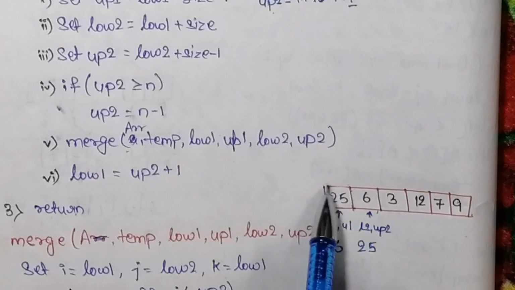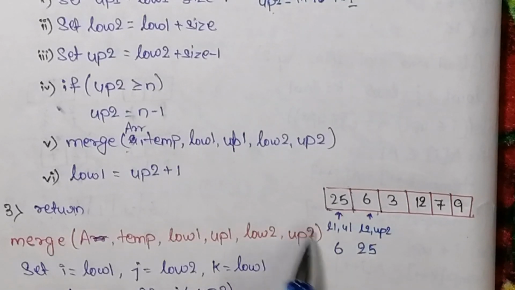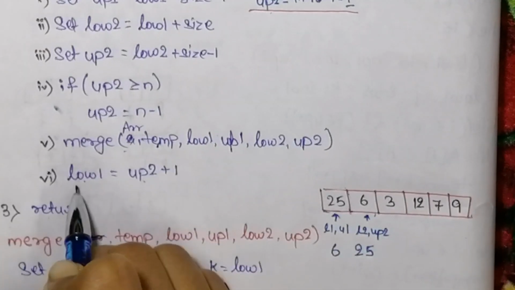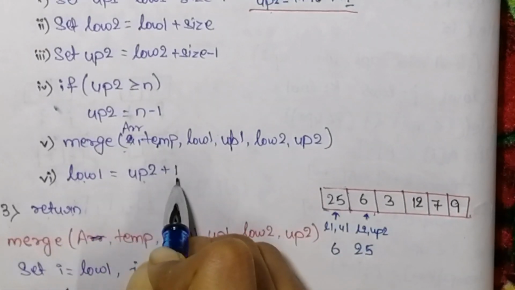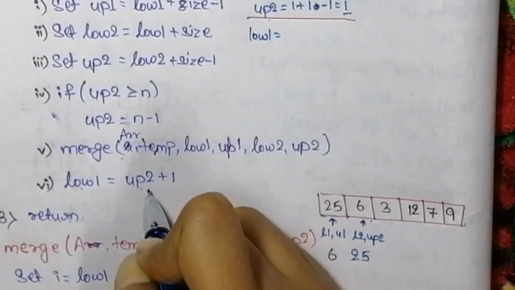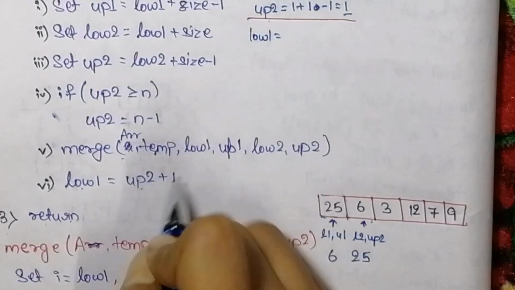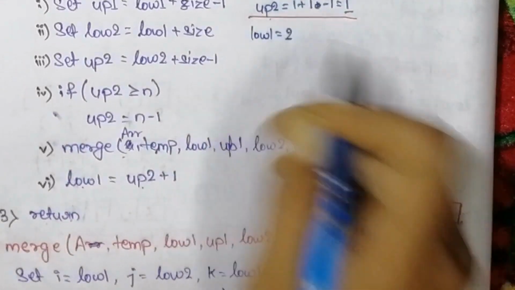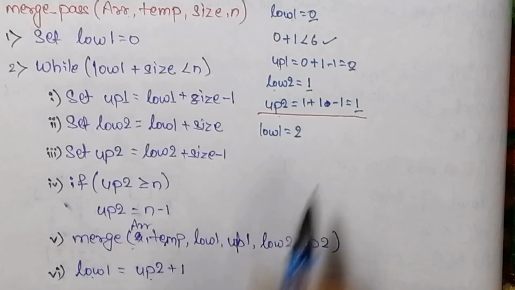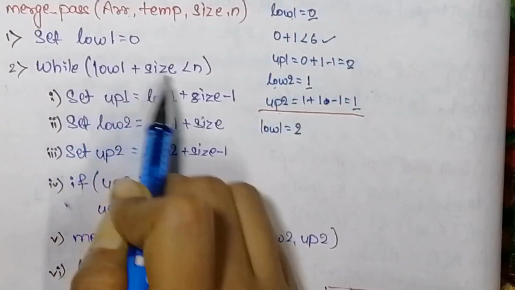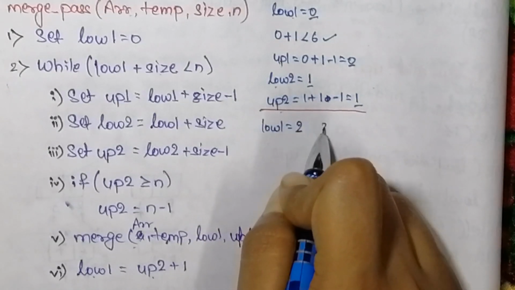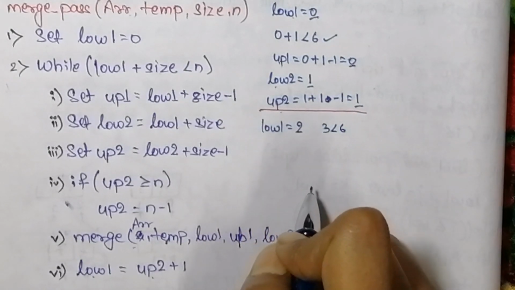Now after sorting these two elements, the control of the function will go to the position from where it was called. Then we will set low1 equals to up2 plus 1. The value of up2 was 1, so 1 plus 1 equals 2. Now we will again execute this loop if the condition is satisfied. While low1 plus size is less than n, that is 2 plus 1, so 3 is less than 6. Yes, this is satisfied.